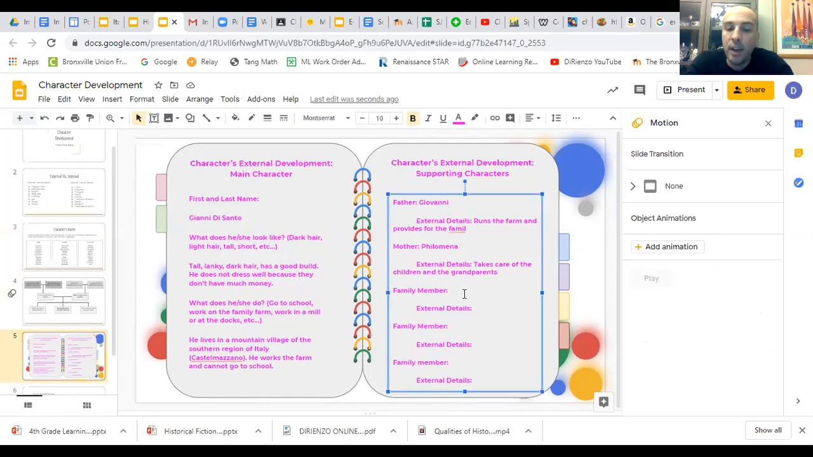His brother. So family member, I put family member, you can make that the brother, the sister, the aunt, the uncle, the grandparent. Family member is just a generic term that you can use to fill in other members of the family. So his brother Santino is older, also works the farm with Gianni and their dad.